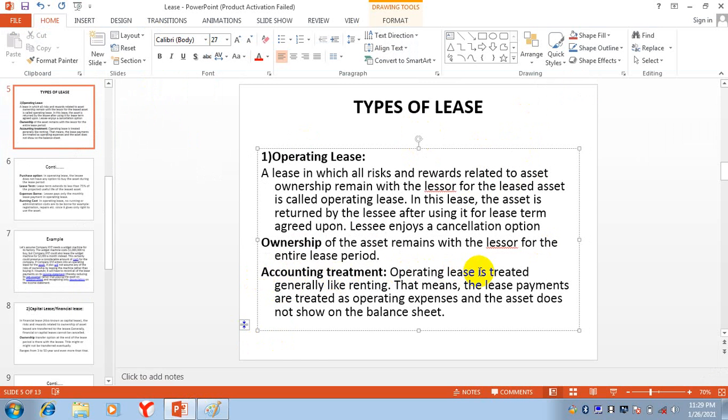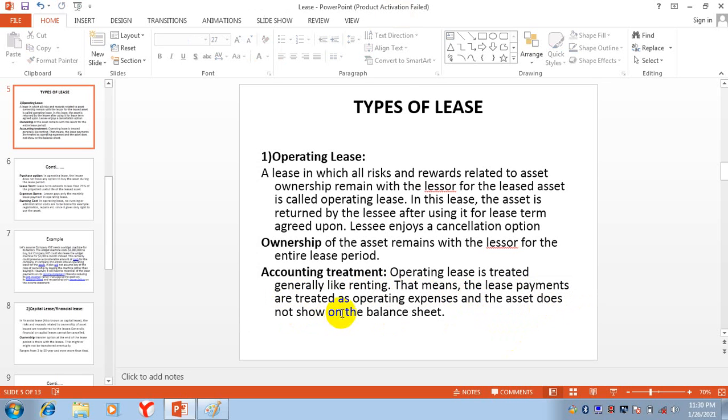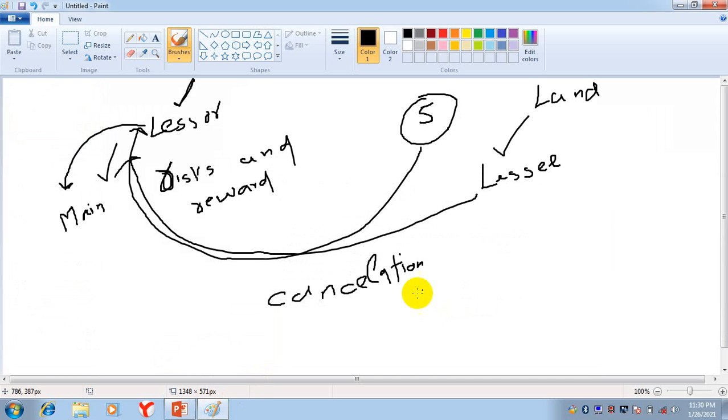Accounting treatment. Operating lease is treated generally like renting. It is just like rent. That means the lease payments are treated as operating expenses, and the asset does not show on the balance sheet. Keep in mind, the lessor will show it in the balance sheet, but the lessee can't show this asset in his balance sheet.